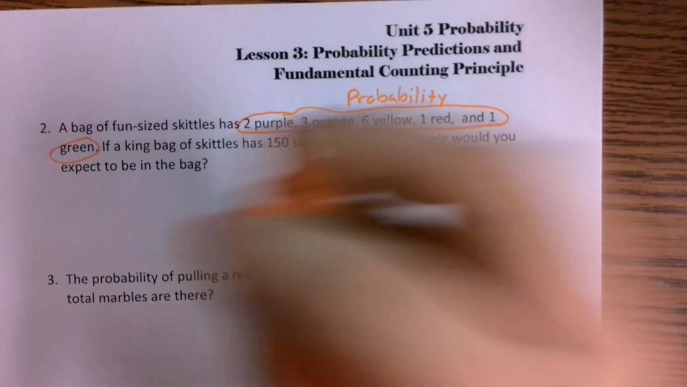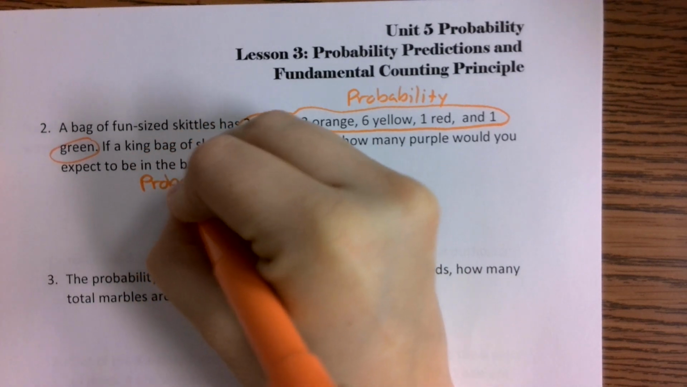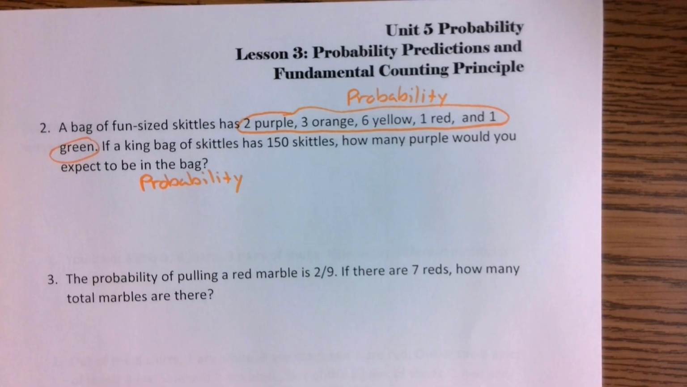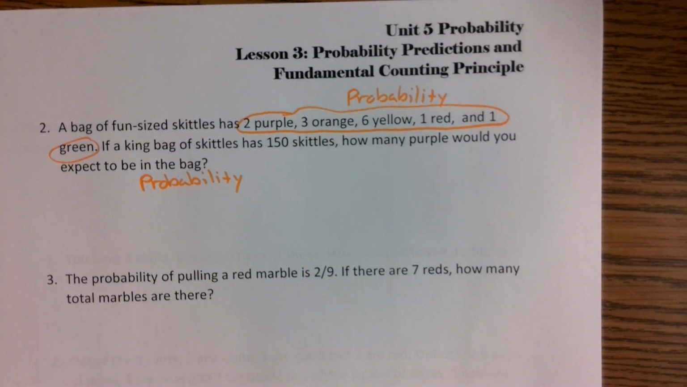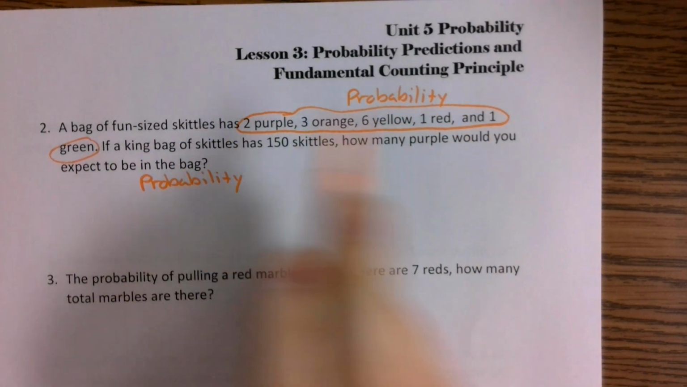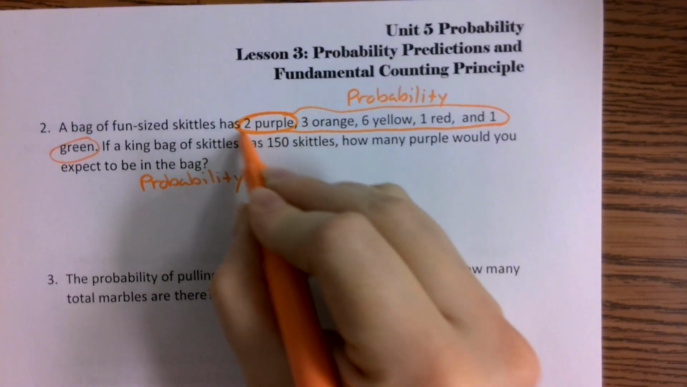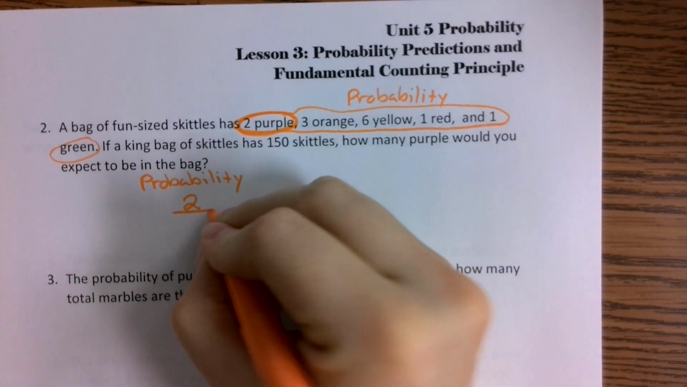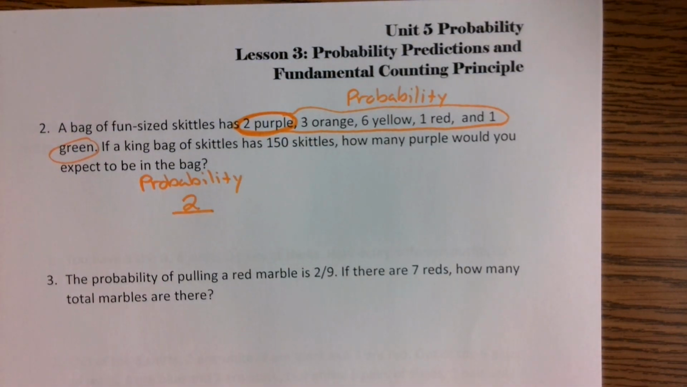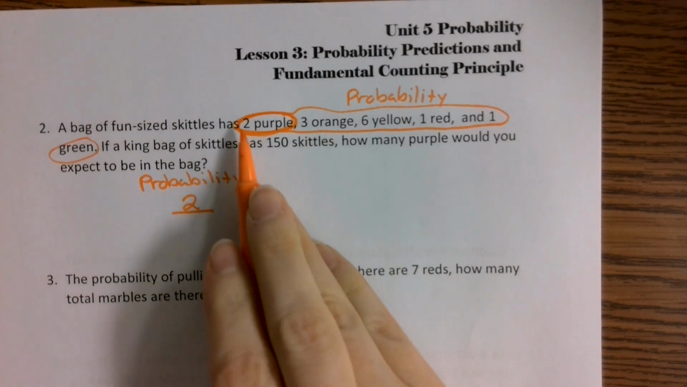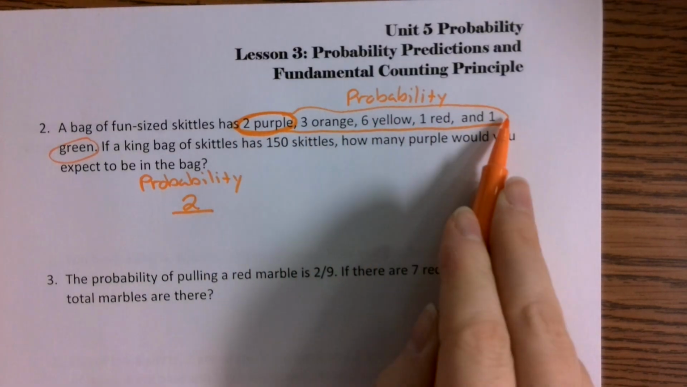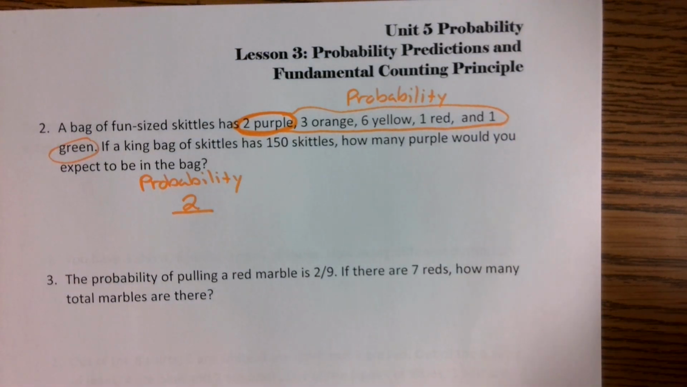That's the information that we know, so we're going to set that up as a probability. And our probability is focusing on what color? Purple. So how many purple does our probability show? 2, right? We have 2 purple inside of our probability out of how many total Skittles? 13. Because if we add 2 plus 3 plus 6 plus 1 plus the 1, that's the total number of the Skittles that are inside of there. 2 out of 13. That's our probability.